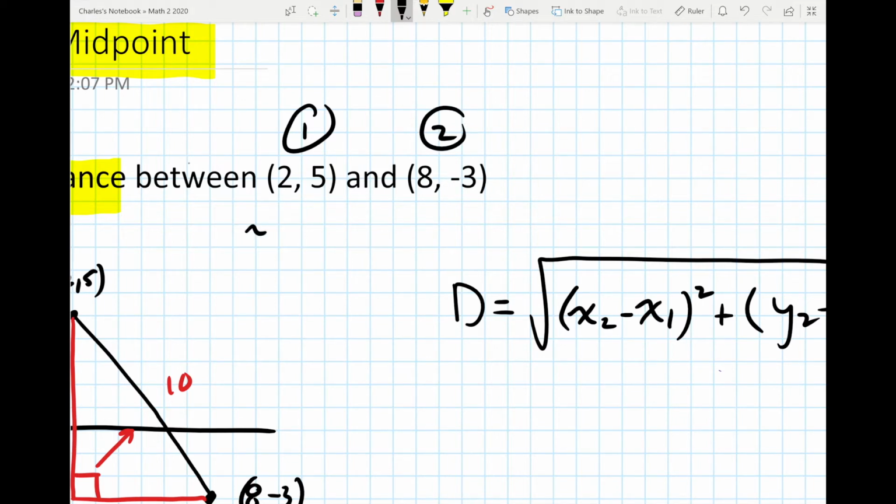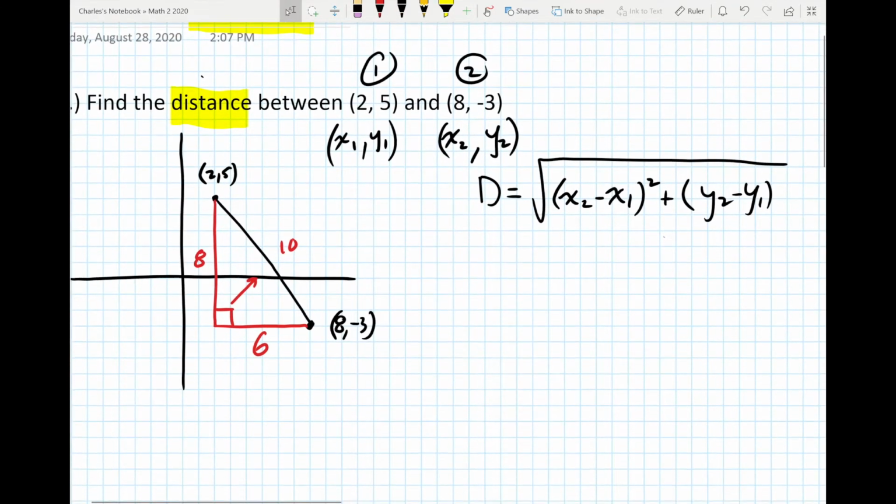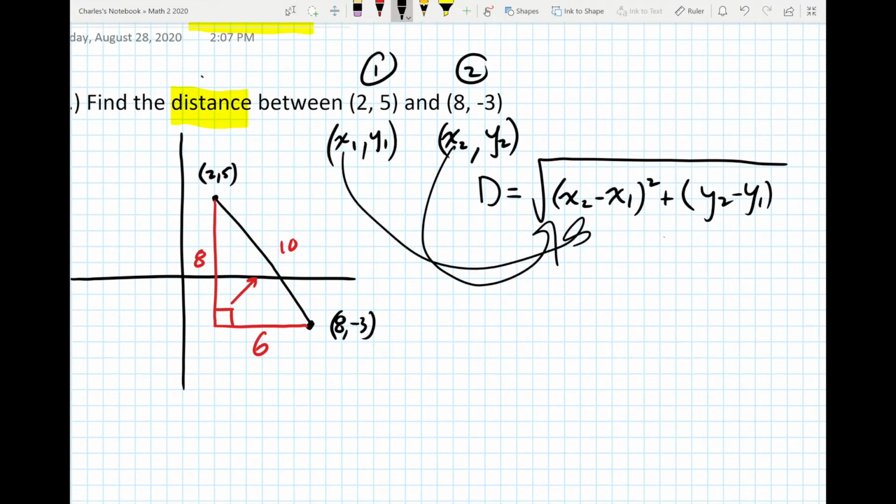So this 2 right here is the x coordinate of point 1. This 5 right here is the y coordinate of point 1. So I'm thinking of that as x1, y1. 8 is the x coordinate of the second point. -3 is the y coordinate of the second point. So that's what those points mean. And you could draw a set of maps of where the different arrows point and stuff like that, if that helps you.